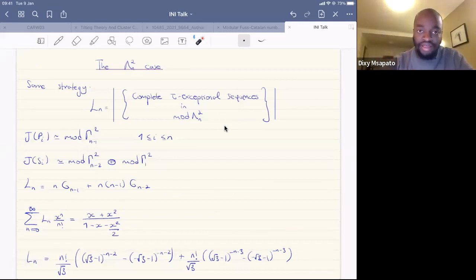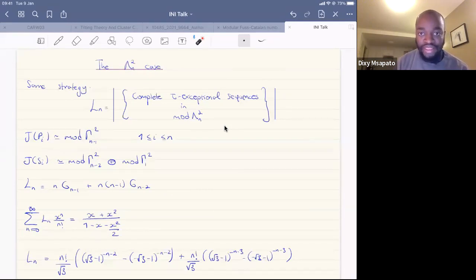That completes the Gamma n2 case. So we now look at the Lambda n2 case. The Lambda n2 case is the case of the cyclic algebra, the path algebra of the n-cycle quotiented out by the second power of the arrow ideal. And this turns out to be quite related to the Gamma n2 case.